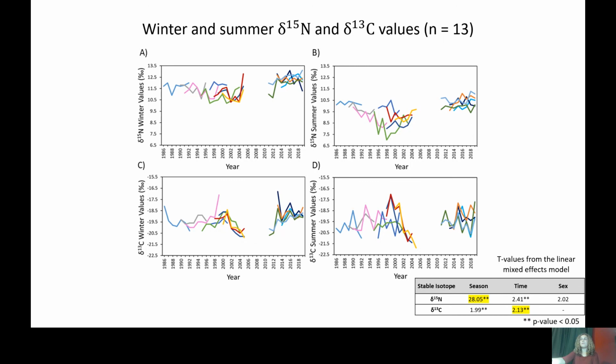So to answer the main research question, I used a linear mixed effects model to determine if time, season, or sex affected the isotopic values the most. In both isotope data sets, seasonality and time significantly influence the data, with seasonality having the largest influence on the nitrogen isotopes and time having the largest influence on the carbon isotopes. The winter values were higher than the summer values, and the post-2010 whales were more enriched in delta 15N and delta 13C compared to the pre-2010 whales. And there's also no significant difference in the isotope values between males and females.